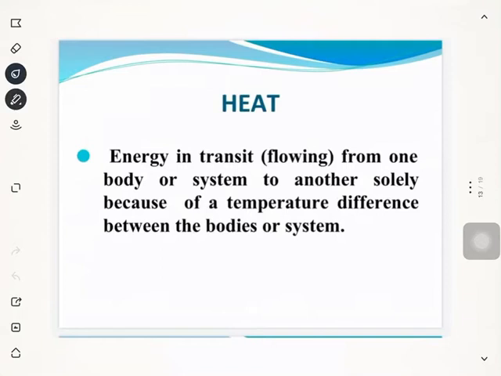For example, we have a high temperature reservoir and a low temperature reservoir. Here, the direction of heat is from high temperature to low temperature. So there is a temperature difference between the bodies or systems. If the temperature is equal, or the delta T is zero, then our heat also becomes zero.